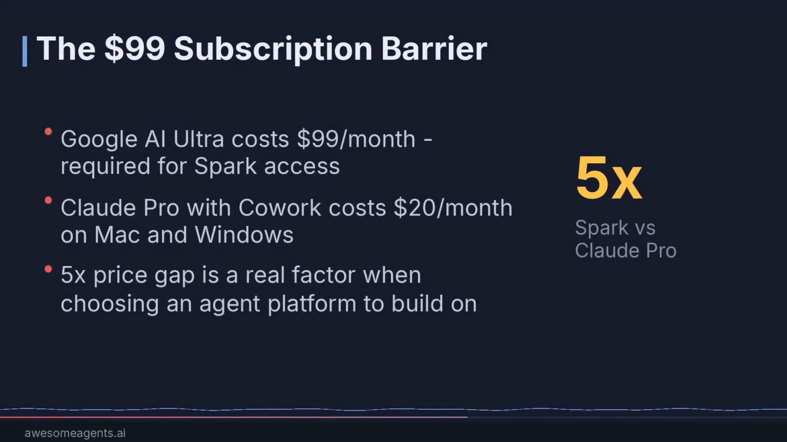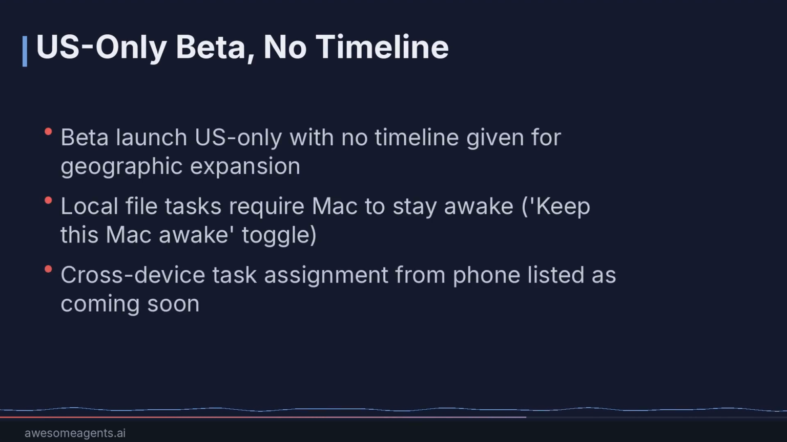Okay, let's talk about the constraints, because there are a few real ones. The biggest is price. Google AI Ultra costs $99 a month. Claude Pro with Cowork is $20 a month. That's a 5-to-1 price gap. Which isn't a small detail if you're a developer deciding which agent platform to build around. And it's US only for now. Beta launch, no timeline given on broader availability. Most of our listeners outside the US are in a wait-and-see situation.